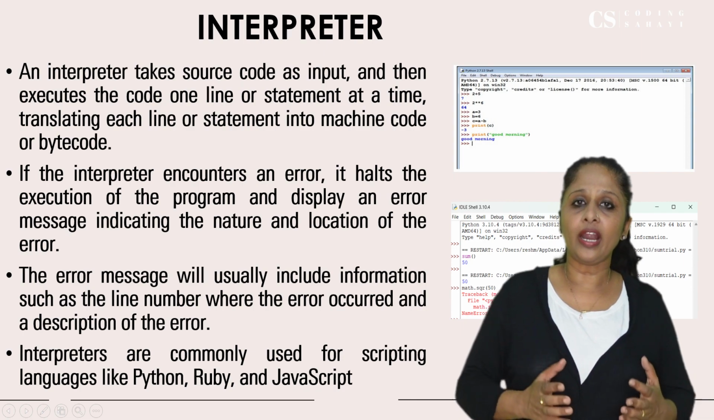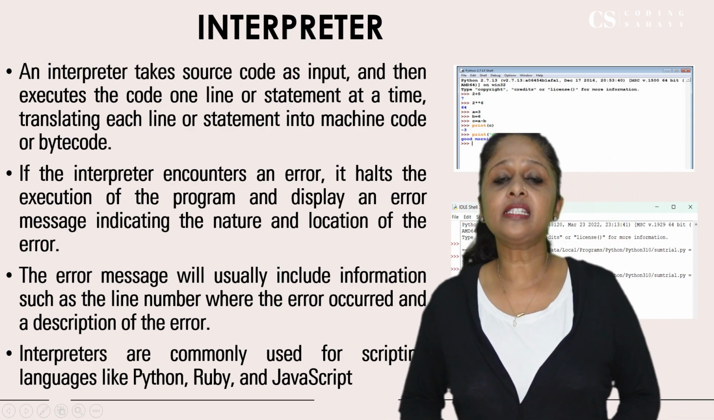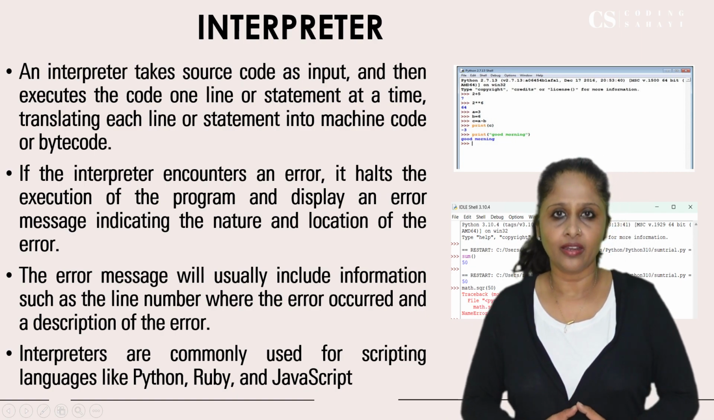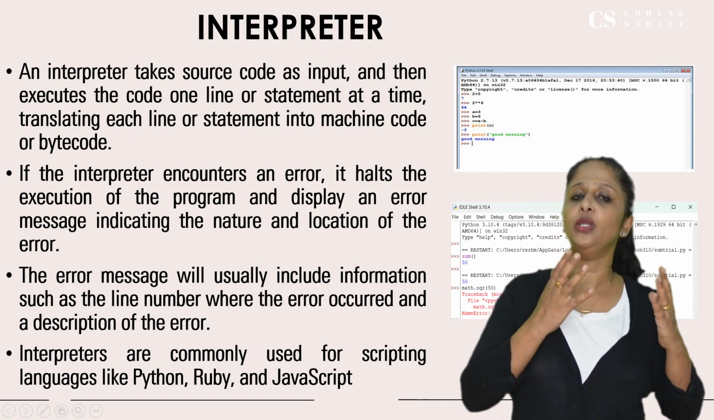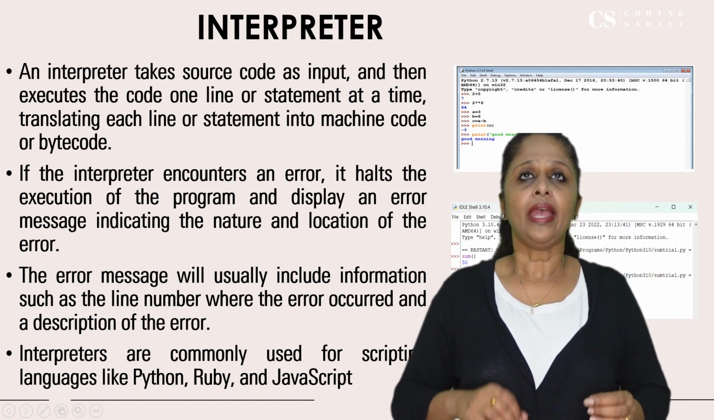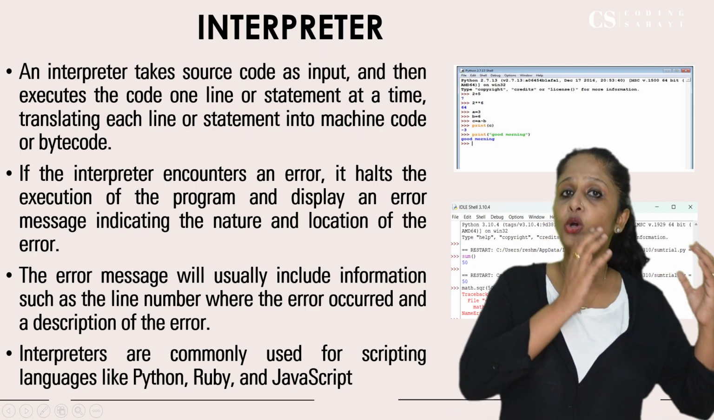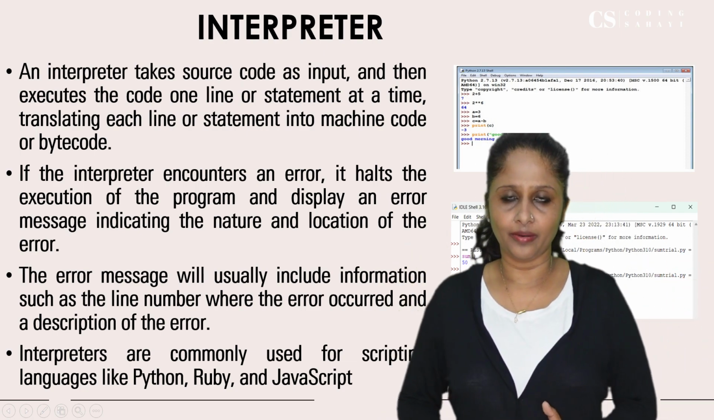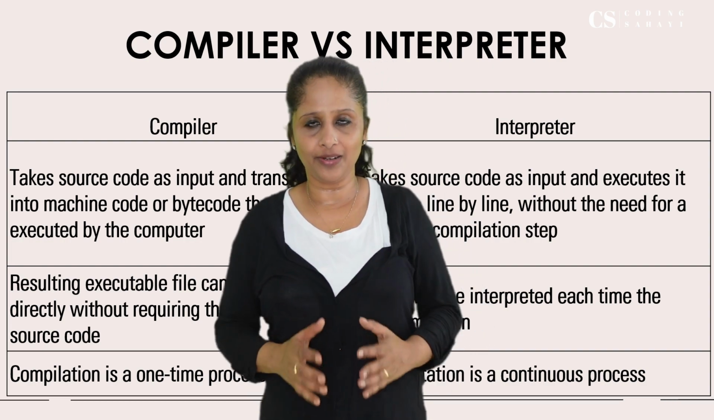So programming languages like Python, Ruby, JavaScript are using an interpreter. For compiler, I told you already, C and C++ are using compilers. And programming languages like Java are using both compiler and interpreter. So let's see the differences between compiler and interpreter.